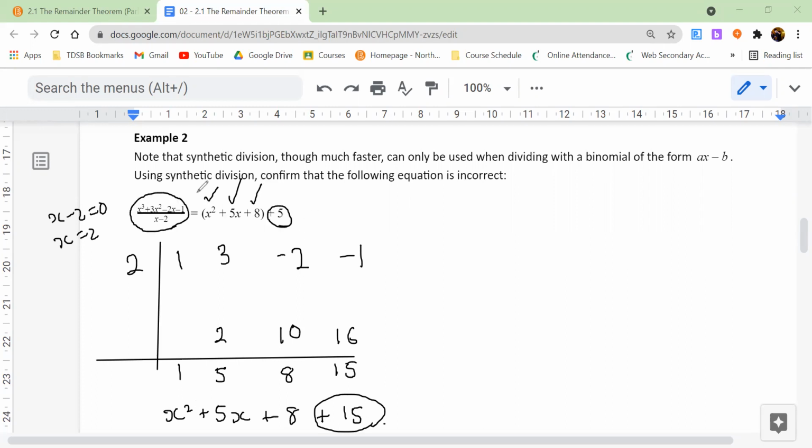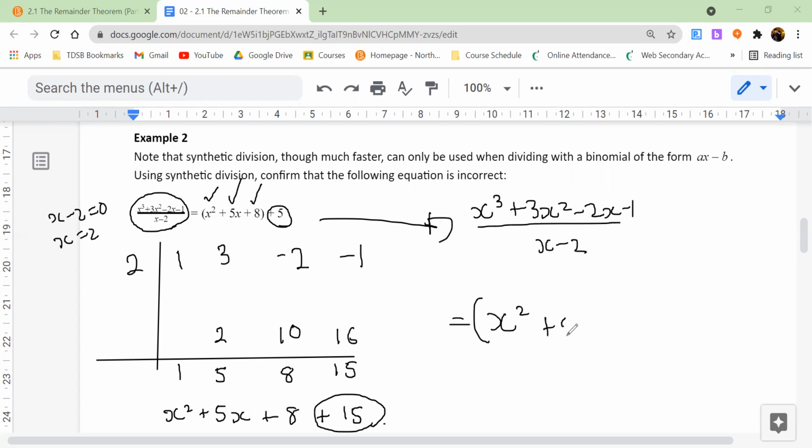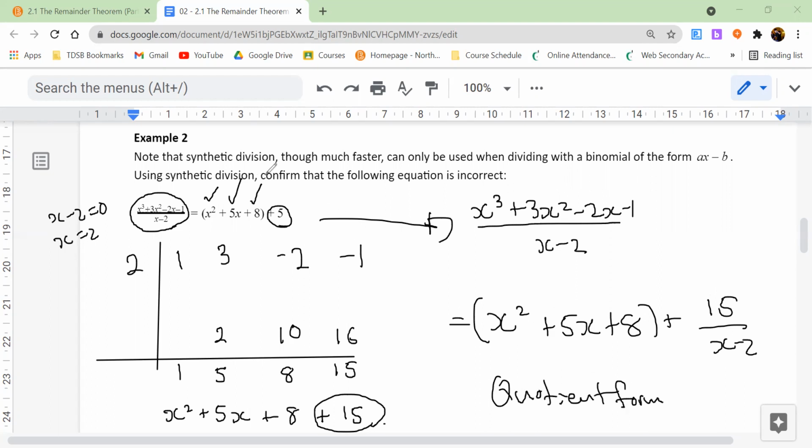I also notice that this is in quotient form. So the correction should be: if x cubed plus 3x squared minus 2x minus 1 is divided by x minus 2, that should be x squared plus 5x plus 8 and 15 over x minus 2, because this is quotient form. There are two errors in this question. Okay. I invite you to pause or go back to this part of the video and watch it again.